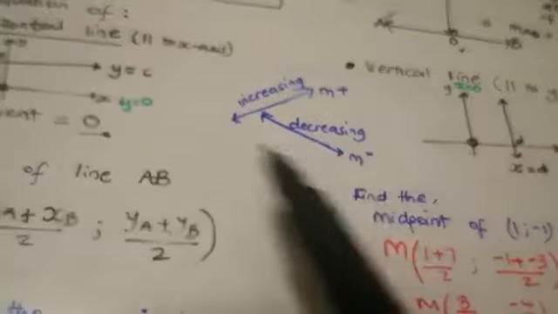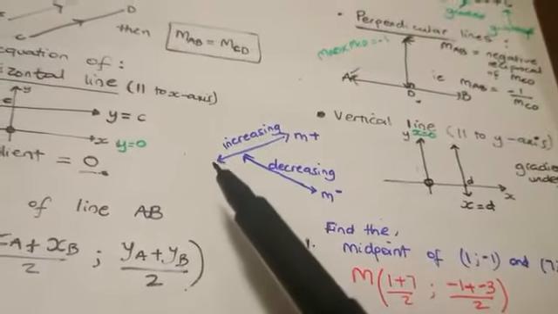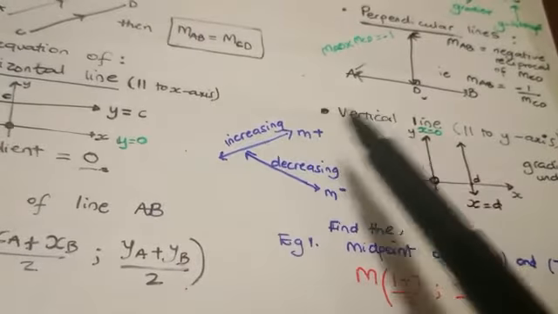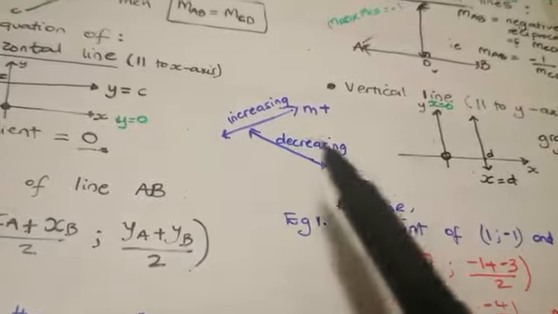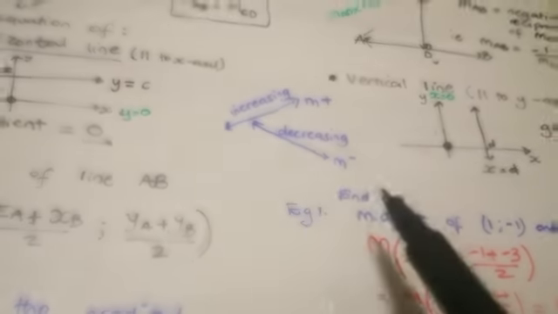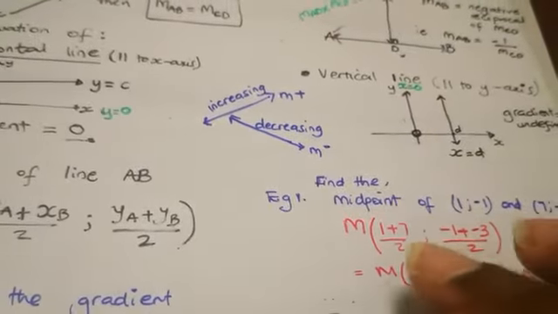Just to remind you, the line that goes up like that is an increasing line, and the gradient there is positive. This one, the gradient is negative and it is a decreasing line.